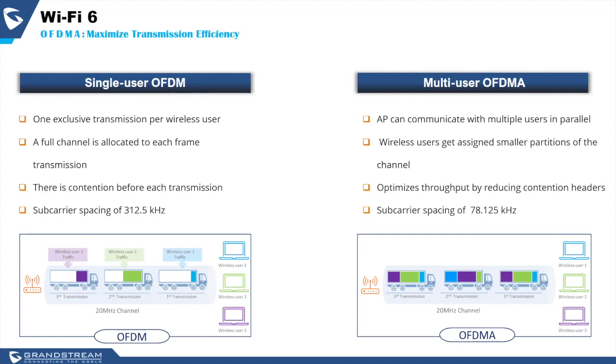To address this shortcoming in OFDM, Wi-Fi 6 added multi-user OFDMA, which basically takes the used channel and splits it into multiple subchannels to allow multiple users to send and receive at the same time. So when multiple users are able to transmit simultaneously, we get increased speed and reduced wireless medium contention. Remember that these Wi-Fi 6 functionalities will only work with clients that support Wi-Fi 6.